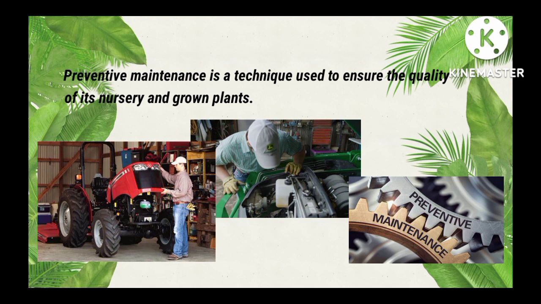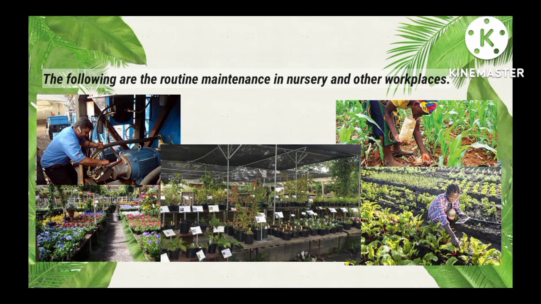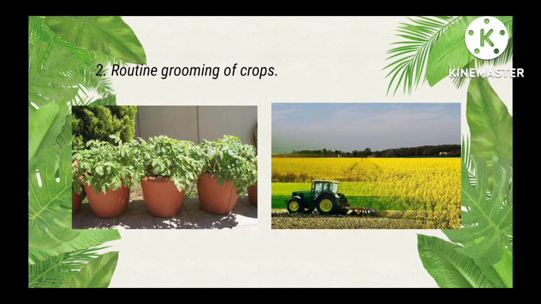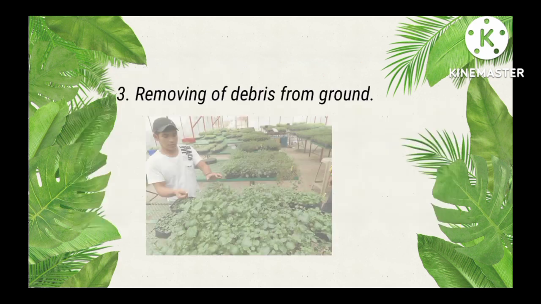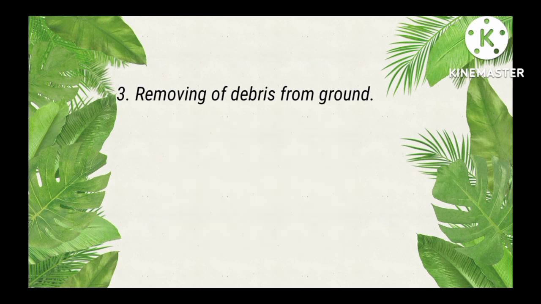This kind of activity is called preventive maintenance, which is a technique used to ensure the quality of its nursery and grown plant. The following are the routine maintenance in nursery and other workplaces. Number 1. Pruning of plants to ensure good health and structure. Number 2. Routine grooming of crops. Number 3. Removing of debris from ground cloth to reduce slips and falls.